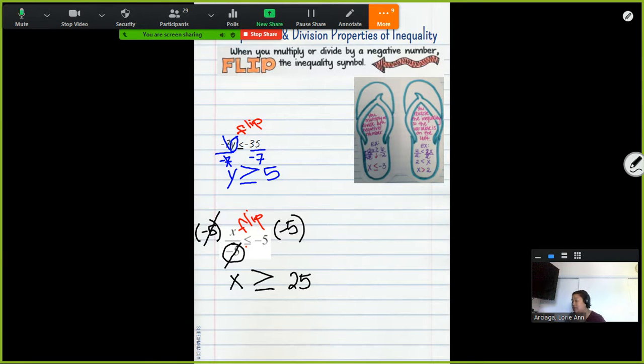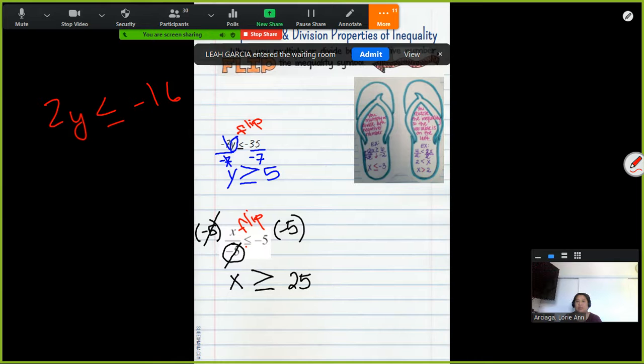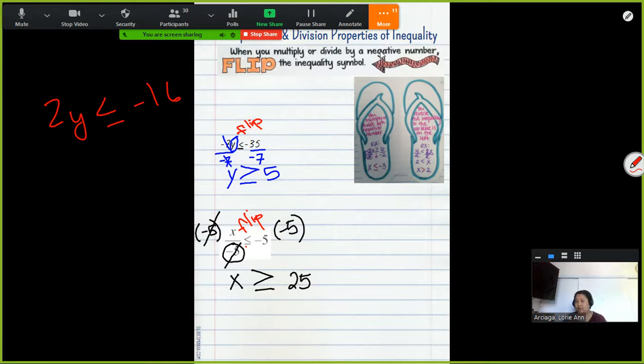That's a good question, Brandon. I will not. Okay. What if I have 2y is less than or equal to -16? In this case, Brandon, you see a negative number, but do you flip? What do you think? If you divide here, Brandon, by 2, so you're dividing by a positive. Okay? So maybe you need to rephrase how you said it.